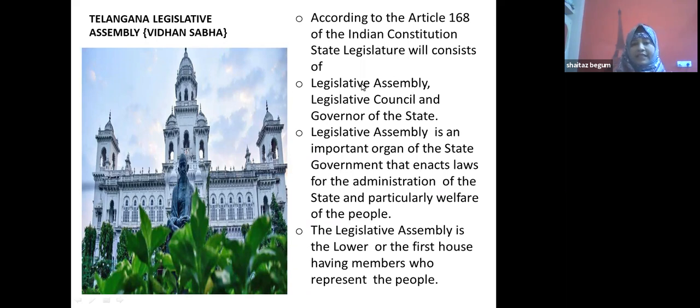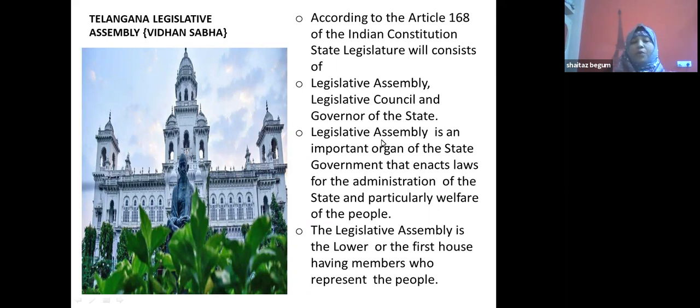According to Article 168 of the Indian Constitution, the state legislature will consist of the legislative assembly, the legislative council, and the governor of the state. All these three together are called the state legislature. Don't get confused, students. Listen carefully. I repeat: what is the state legislature? It consists of three: legislative assembly, legislative council, and the governor of the state.